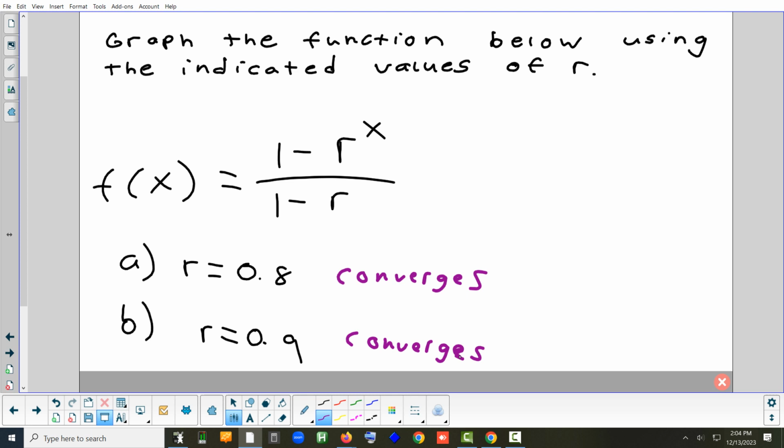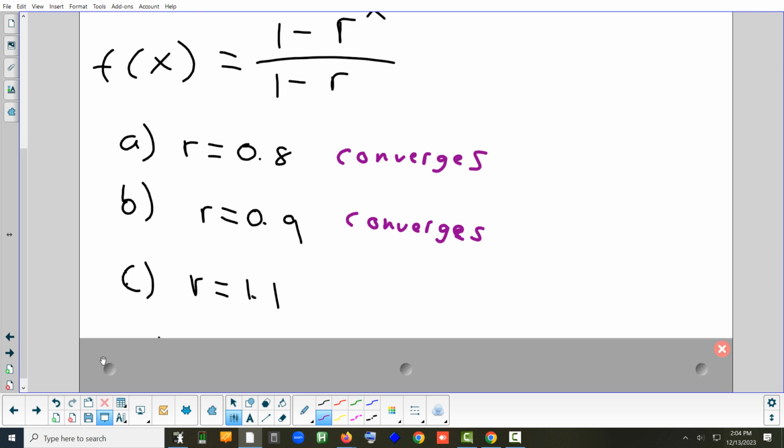Think about if you multiply a number by 0.9 over and over, or you multiply a number by 0.8 over and over, which one gets smaller quicker? It would be 0.8. 80% of a number is smaller than 90%. So the smaller you make this, the faster it converges. Right. Now let's try 1.1.